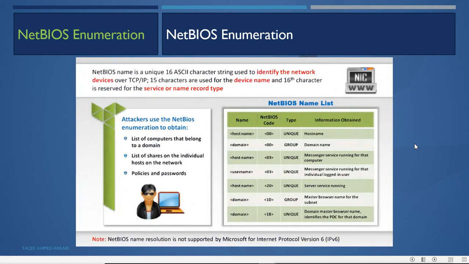Now first, NetBIOS enumeration. A NetBIOS name is a unique 16 ASCII character string used to identify a network device over the TCP/IP protocol suite. 15 characters are used for the device name and the 16th character is reserved for the service or name record type. NetBIOS is actually a name resolution protocol. It is used to resolve names in the LAN environment.